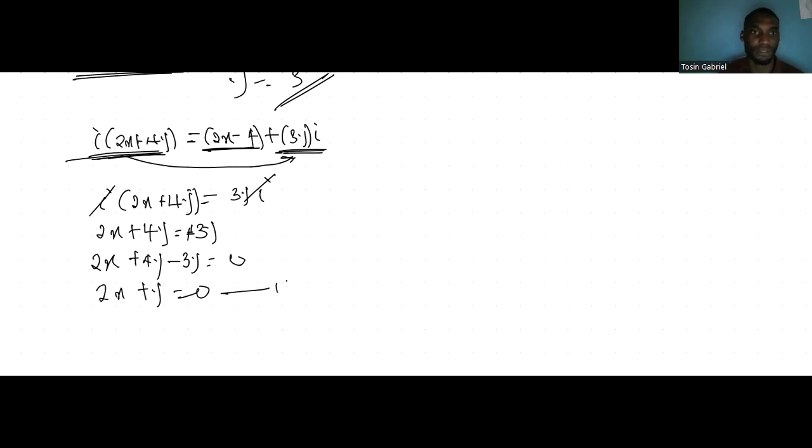Then let's solve the other one. The other one is going to be 2x minus 4 equal to 0. You can call this one equation 2. This is going to be 0 because there's nothing to equate it to. It's only the real part, just on one side. Okay, then here we can see that 2x minus 4 equals 0. Then 2x equals 4. Then 4 divided by 2, so x is equal to 2.